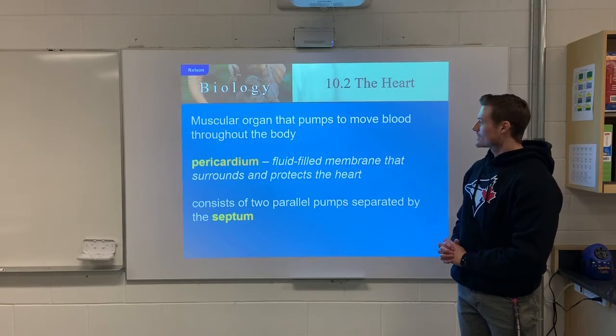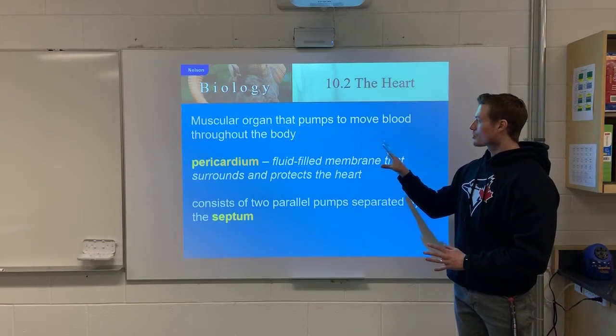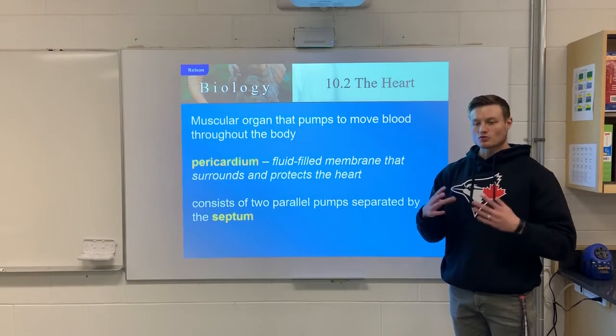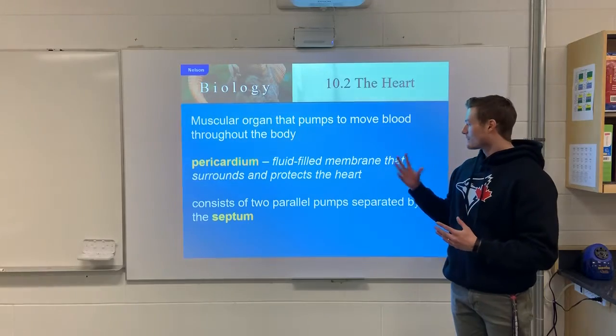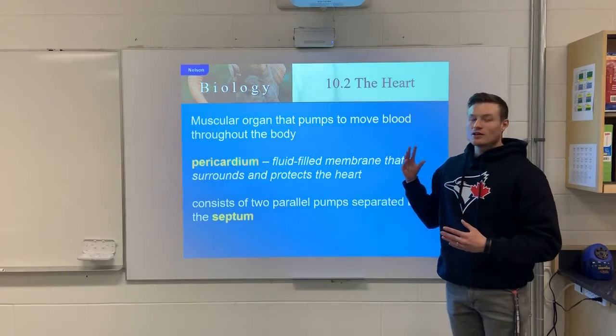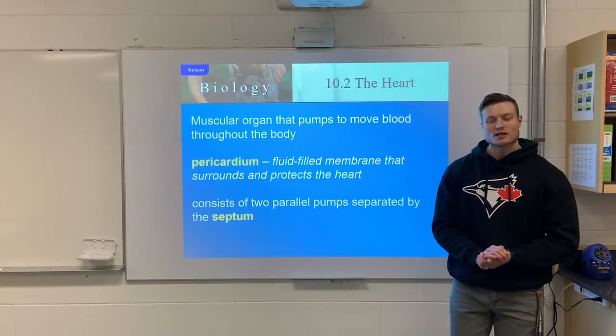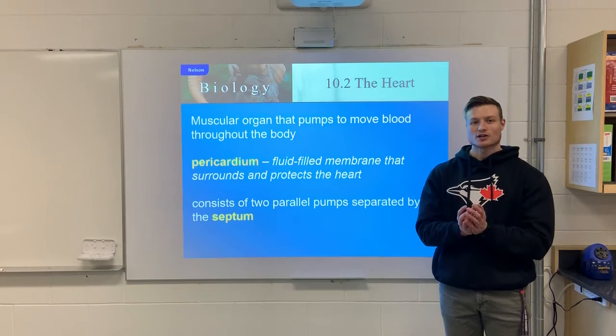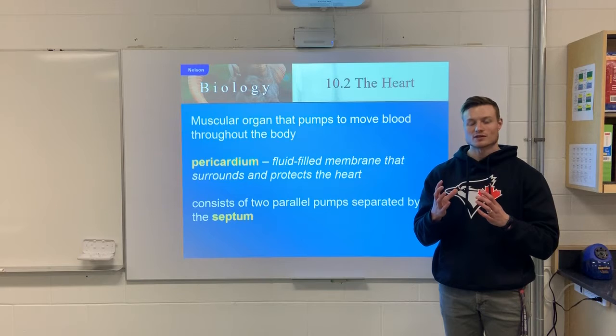So, the heart itself, we know, is a muscular organ that pumps and moves blood throughout the body. It's surrounded by basically a fluid-filled membrane used for shock absorption and protection, and that's called the pericardium. So the heart actually has this pericardium surrounding it, giving it a nice layer of protection.